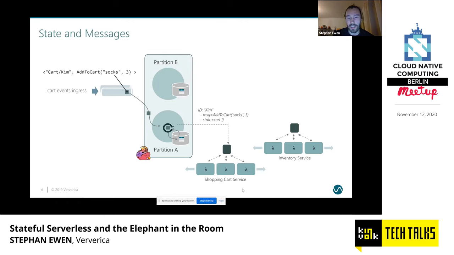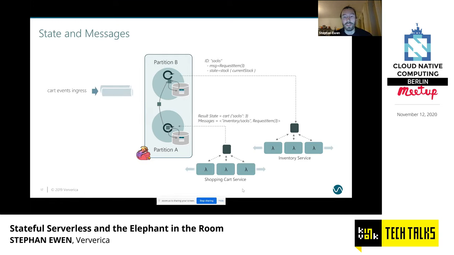This is a very simple action that the function does. It simply manipulates the state of the cart, and then the function produces another message, namely updating the inventory. So the response is a resulting state, let's say a cart with three socks, and a message to the inventory type function with the ID socks, saying request three items. And then this message is routed to the shard that actually owns this specific function type and instance, namely socks and an inventory.